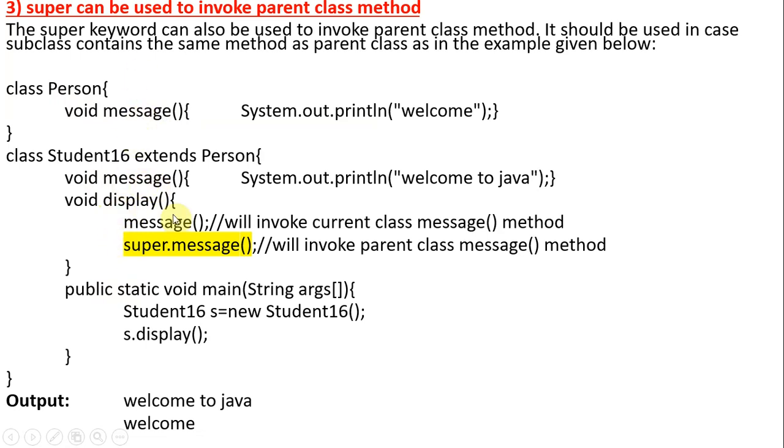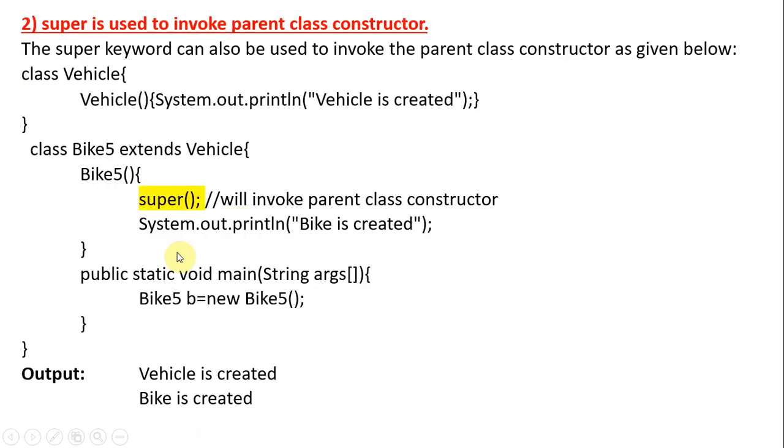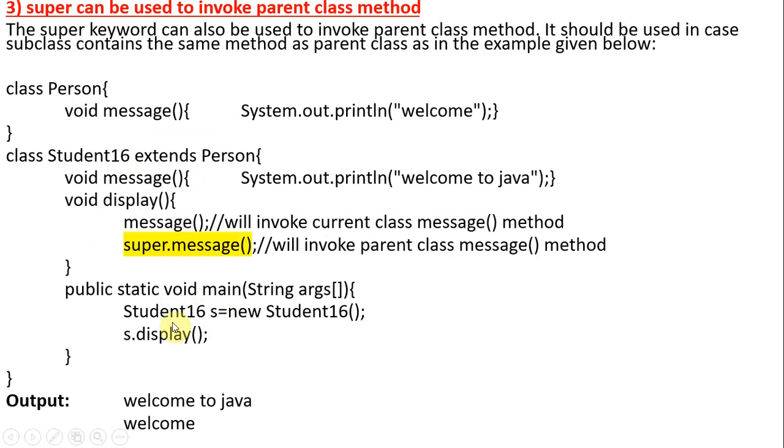So how do we invoke a superclass method? That is possible with super.message. To invoke a superclass variable or a method that has the same name as in the subclass, we can use the super keyword. At the same time, to call the superclass constructor also, we can use the super keyword. Okay, so the remaining is the same.